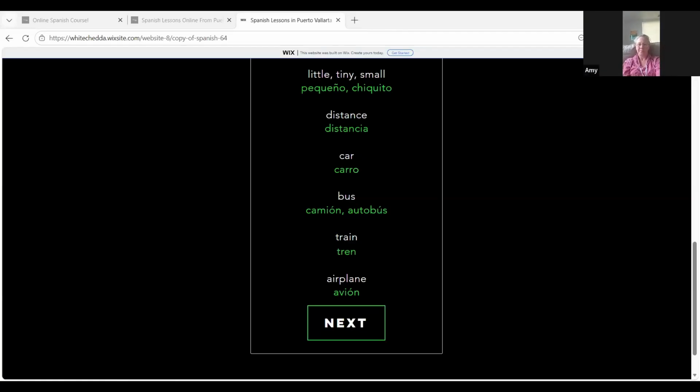Good. Trenes. No, you said it right. I was just repeating it. Oh, okay. I don't think you got it quite well on the second time, though. Let's try trenes. Trenes. Yeah, good. Then an airplane is avión. Let's try avión. Good.